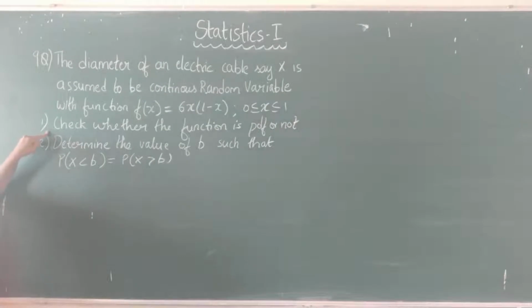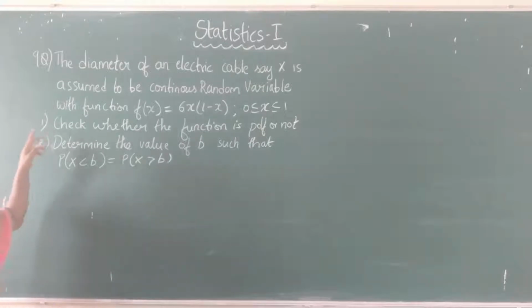So what is the first bit we have to do? Check whether the function is a PDF or not. And the second one is to determine the value of b such that P of x less than b is exactly equal to P of x greater than b. So what does it mean?